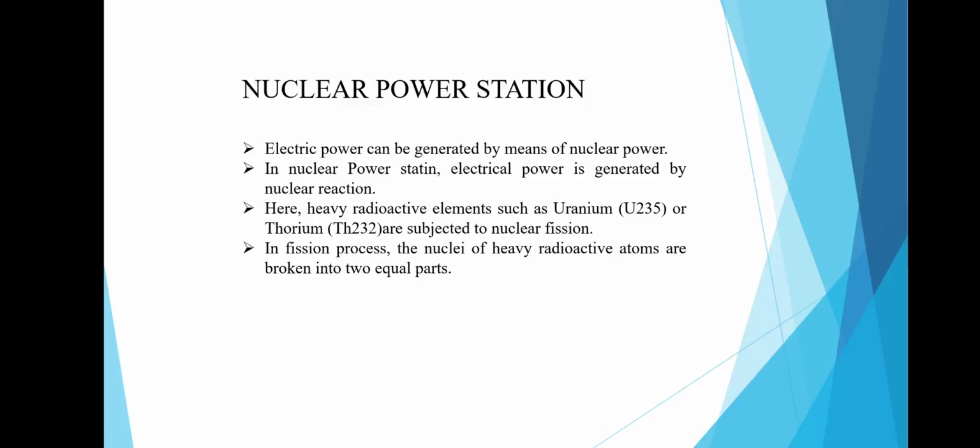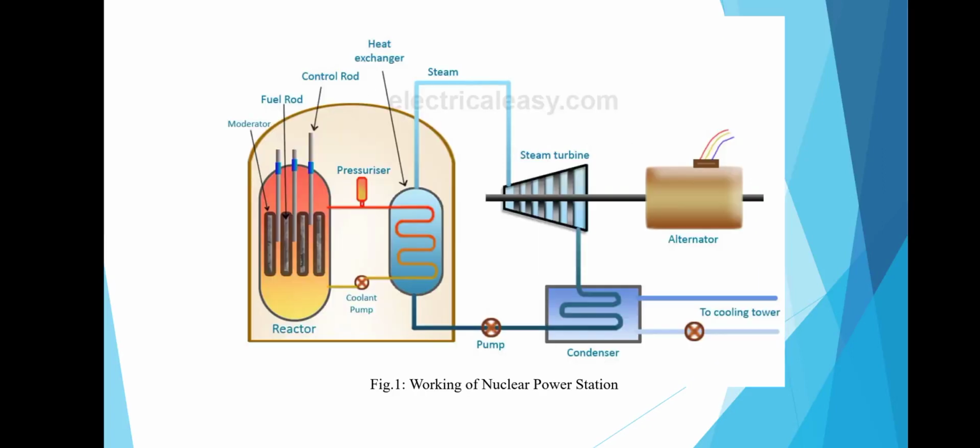So, what is a nuclear power station? Basically, electric power can be generated by means of nuclear power. In a nuclear power station, electrical power is generated by nuclear reaction. Here, heavy radioactive elements such as uranium or thorium are subjected to nuclear fission. In the fission process, the nuclei of heavy radioactive atoms are broken into two equal parts. This is the working of a nuclear power station.